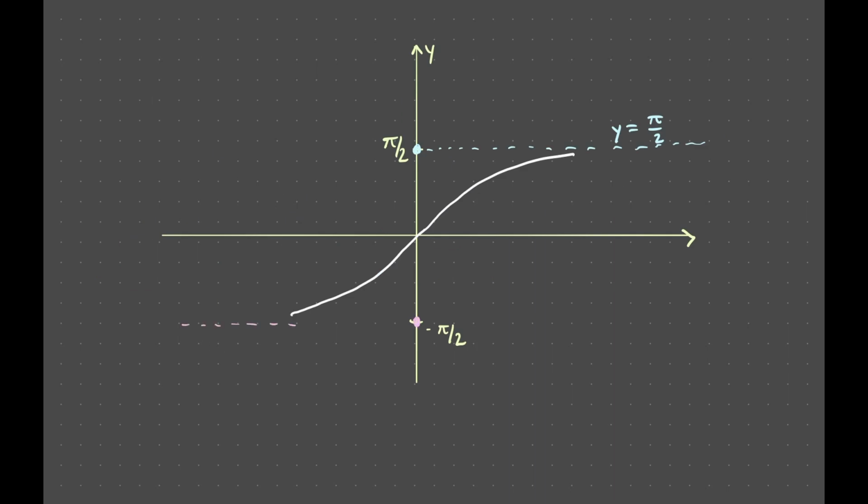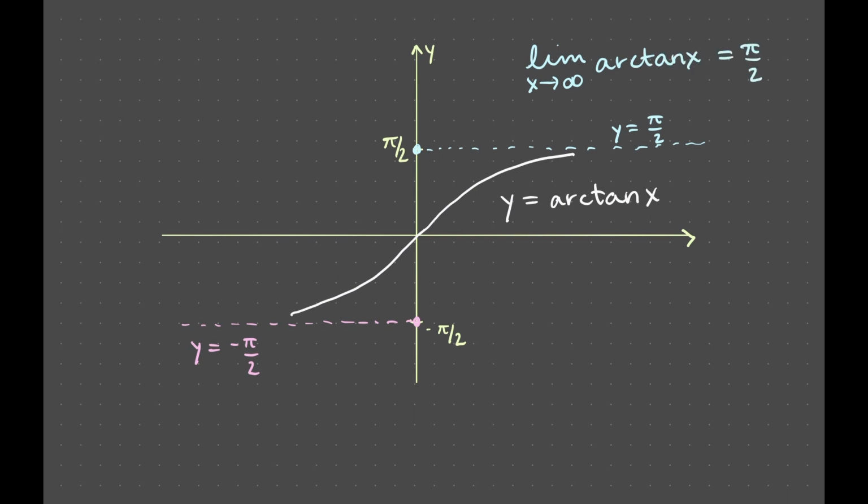Some functions actually have two horizontal asymptotes. For example, consider the function f of x equals arctan of x. This function tends to pi over 2 as x goes to infinity, but as x goes to minus infinity, it tends to minus pi over 2. This means that the two lines y equals pi over 2 and y equals minus pi over 2 are both horizontal asymptotes for this function.